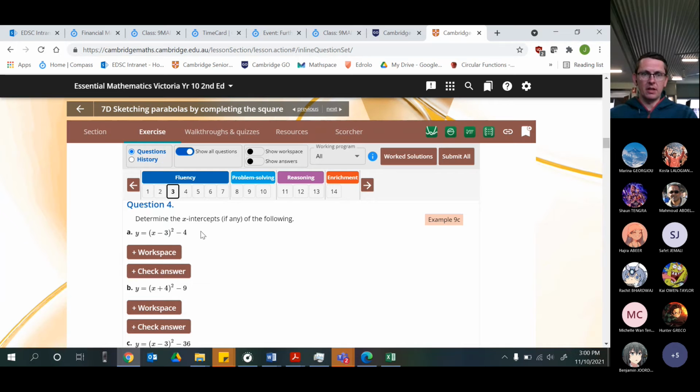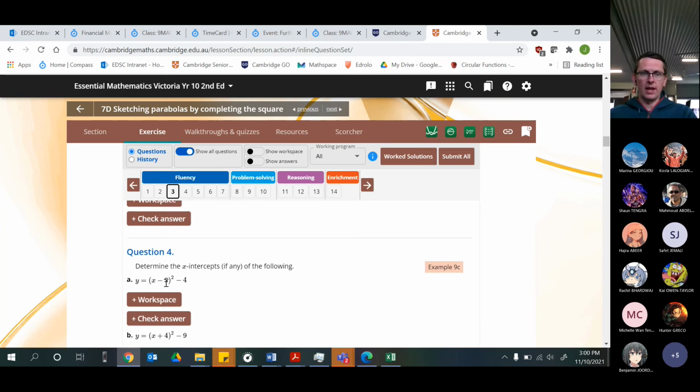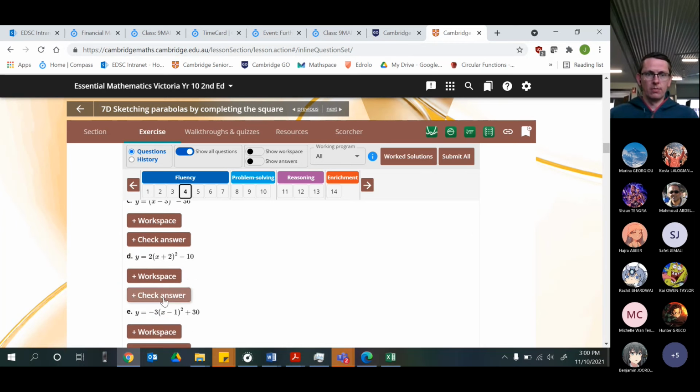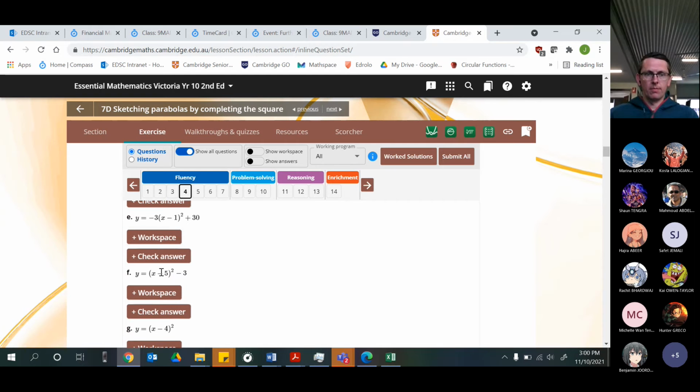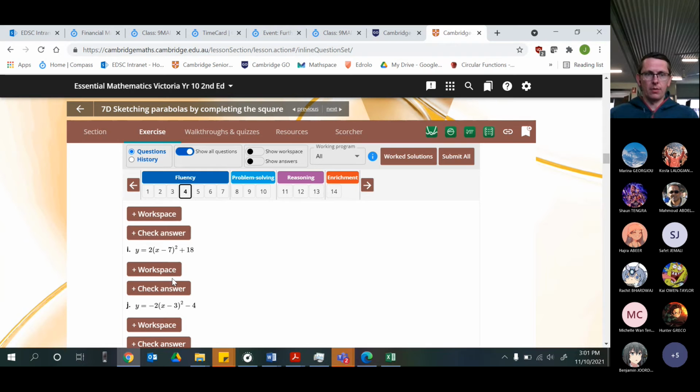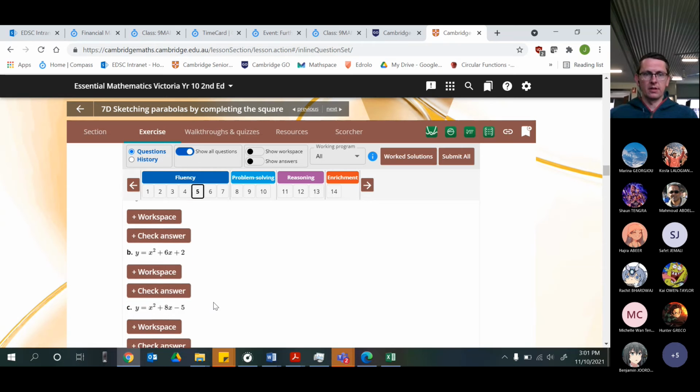So again, have a think about what the graph looks like and would there be any? Would this have them? Yes, it would. Would that? Yes, it would. That one would. That one would. That one would. Yep. So just keep on working through these. This one obviously wouldn't because it's moved 18 up and it's still positive. It's happy. So it's not going to be there. This one won't because it's been reflected and it's below the x-axis.